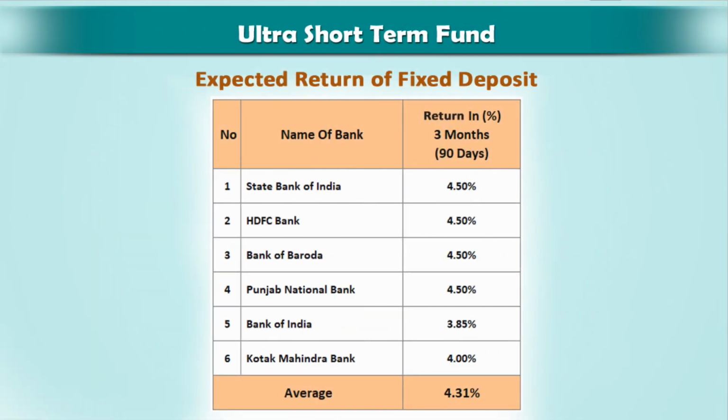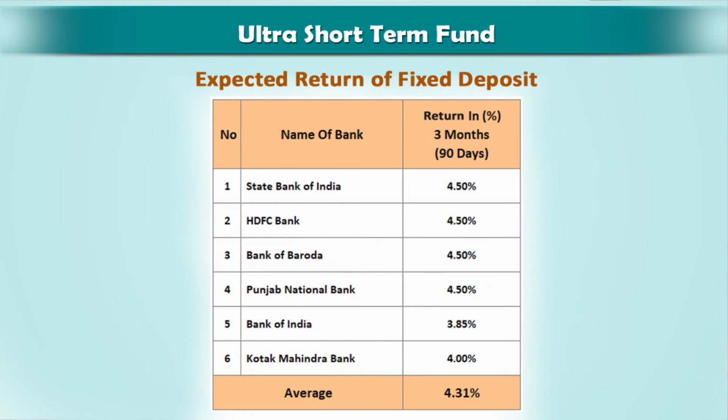Let us now compare the expected return of FDR. On screen, you can see the expected rate of return of FDR of 90 days. You can easily compare the expected return of FDR with ultra short term funds. It is 6.33% as compared to 4.31% in FDR.